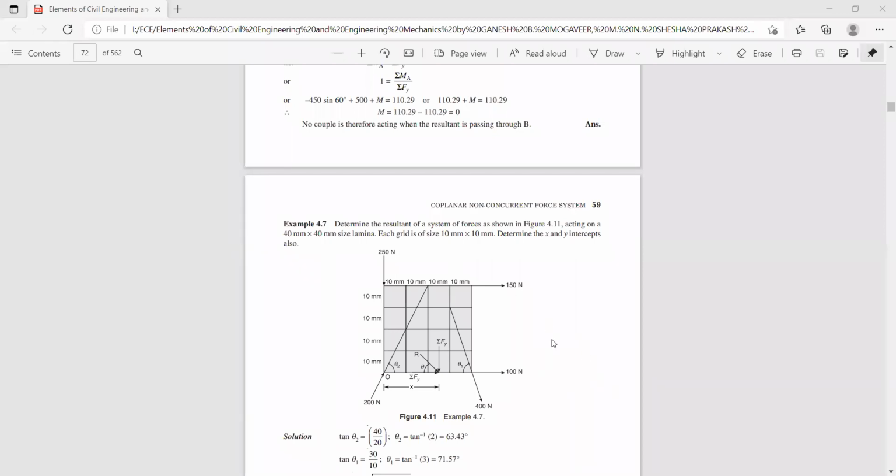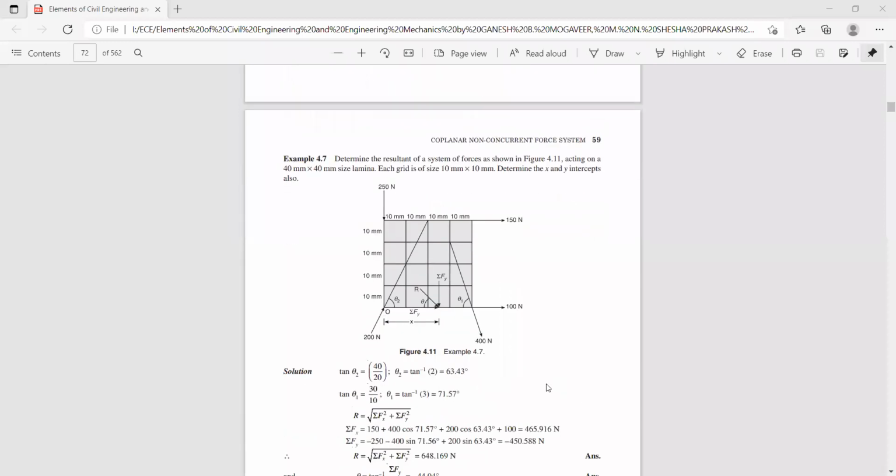So sigma F of x and sigma F of y: it is 200 sin 63.43 minus 250, acting downwards. And if you resolve this force, its vertical component is minus 400 sin 71.57. Now let us see whether whatever sigma F of x and sigma F of y we have done is right.